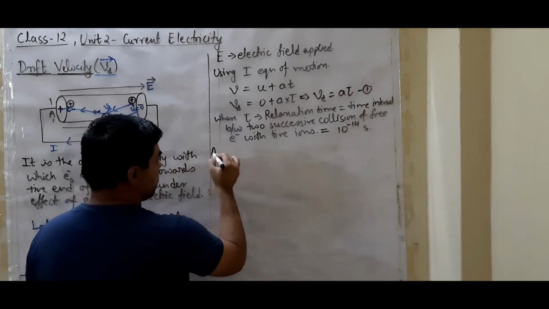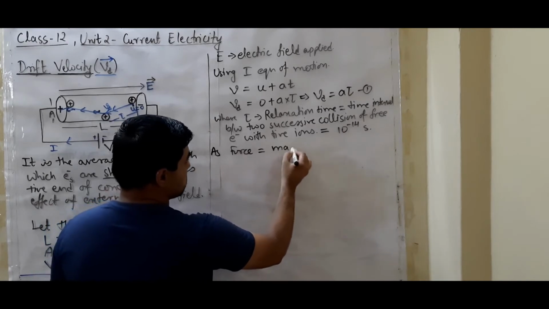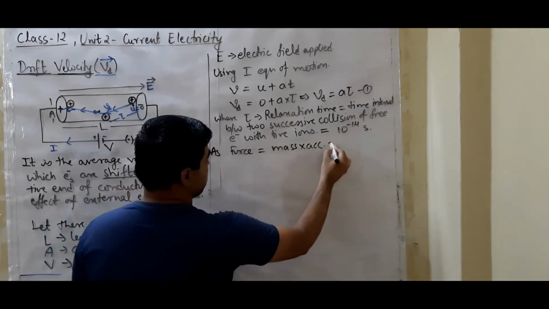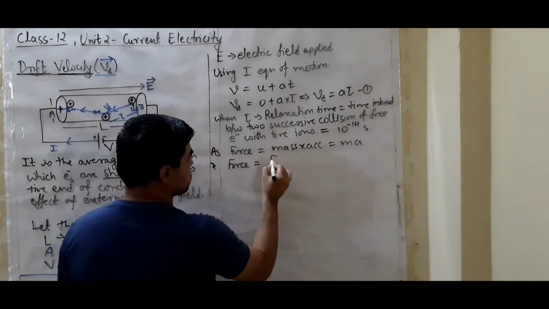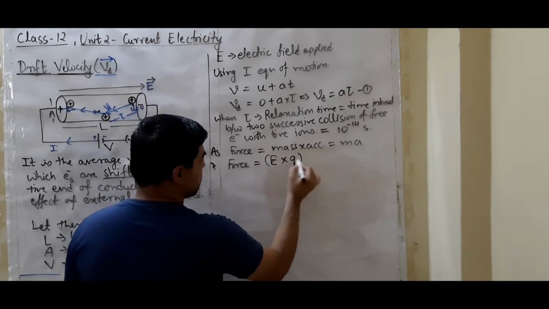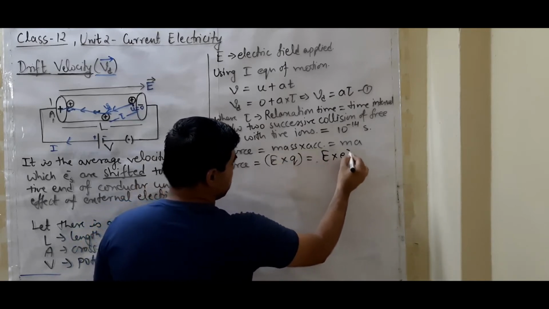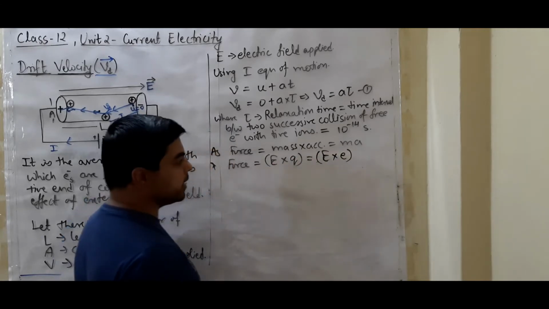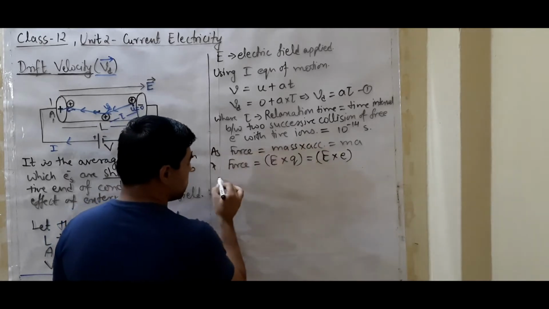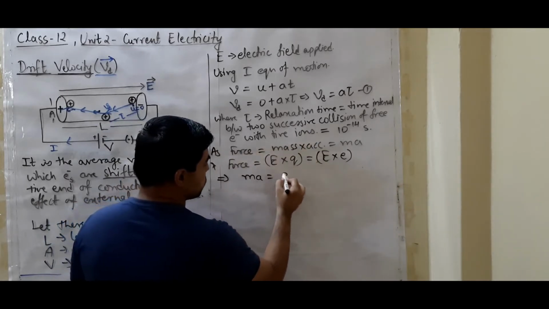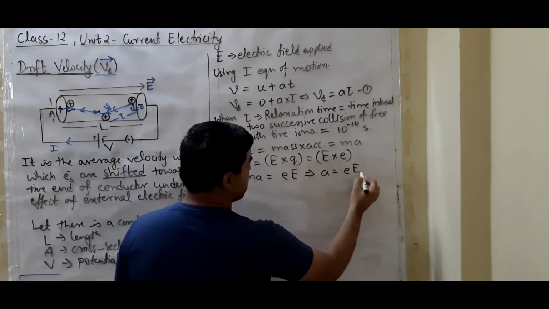So for that, as force is equal to mass into acceleration, that means ma, and electric force is also electric field into charge. For an electron it is E multiplied with capital E. Capital E is the electric field, e is the electron's charge. So both are force, so we can equate them. ma is equal to eE, and hence the value of a can be written as eE by m.